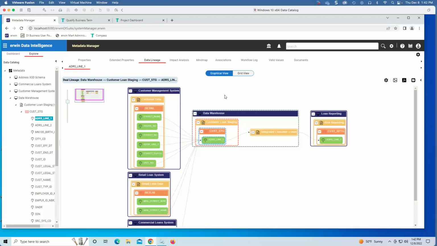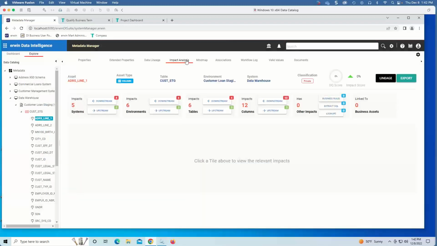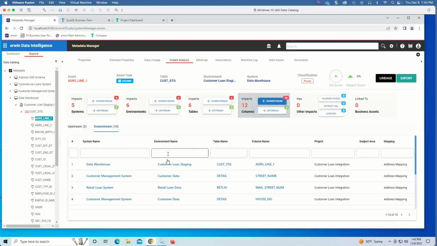But the other part of this is, what is the impact of any kind of change or modification on this structure? So there's impact analysis at the different levels. So there's system level impacts, environment level impacts, table level, column level, and then impacts that might be related to SQL or lookups or business rules. So if I want to look at the downstream impacts for this particular thing, it'll actually tell me name of system, name of environment, name of table, name of column. And if it happens to be in a project, it'll tell me what the name of that project is.